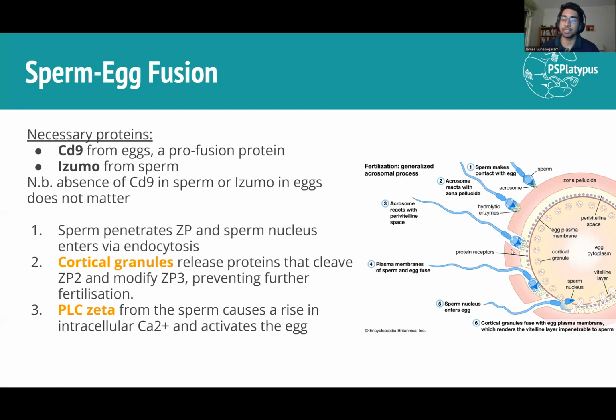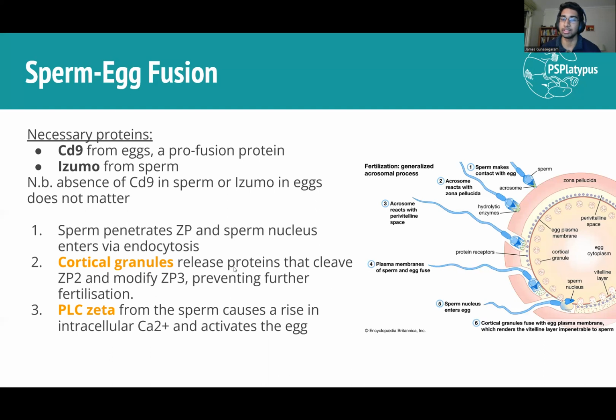You can think of it almost like a dominant gene, because if there's one functioning Izumo allele in the sperm, then you're fine. If you have two non-functioning alleles, there's no protein at all, then you're out of luck, and that causes infertility basically. So it's only important that sperm have Izumo and that eggs have CD9.